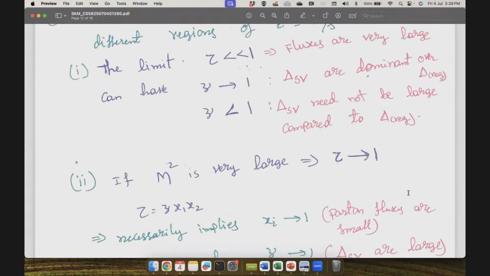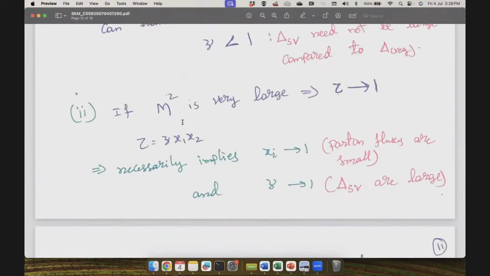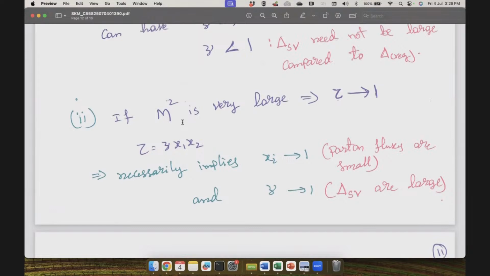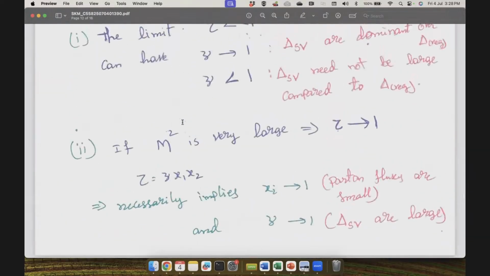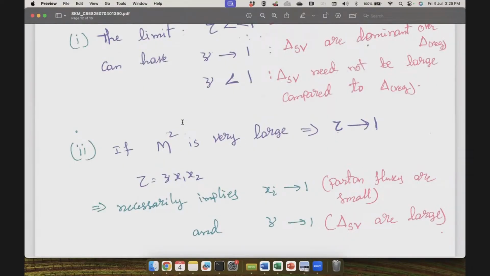Now another interesting scenario is if M squared is very, very large. So far I am considering M as the mass of the Z boson or the mass of the Higgs boson, which are like 125 GeV or 91 GeV. But for example, if I consider a Drell-Yan type of process, I can consider the invariant mass as the mass of the entire lepton system that is carried away. So if the invariant mass is very, very large, then the tau goes to one limit comes into the picture.